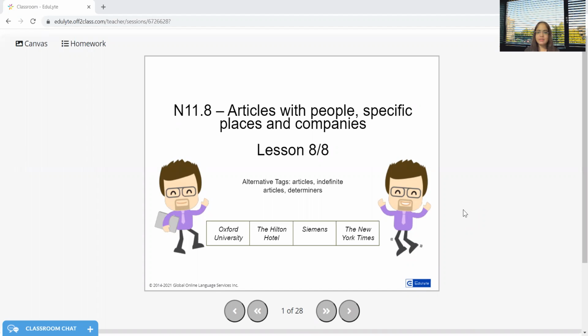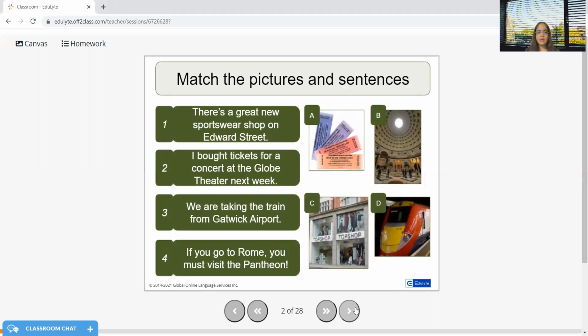So let's quickly start. If you can see, there are certain names of places written as Oxford University, the Hilton Hotel, Simon's, the New York Times. So the is used as an article with two of them, but not with Oxford University or Simon's. Similarly, I have more examples for you because I want you to first think what should be the right word. Let's quickly match these pictures with the sentences given on the left side.